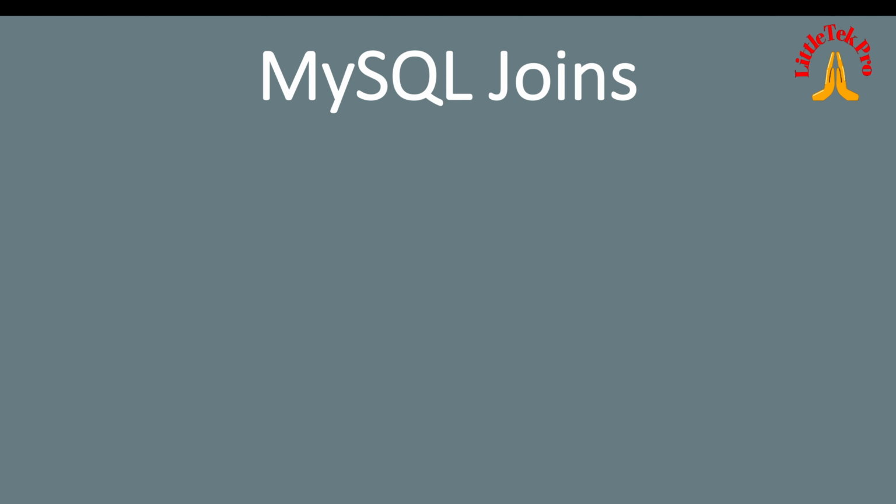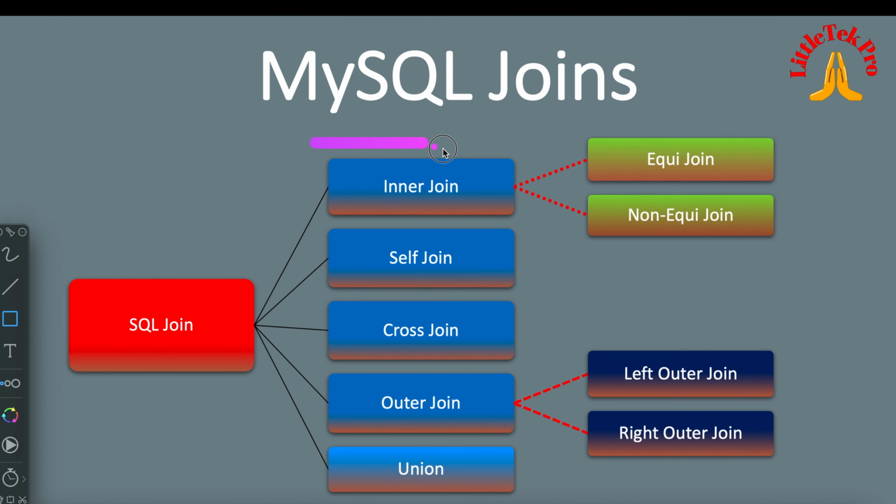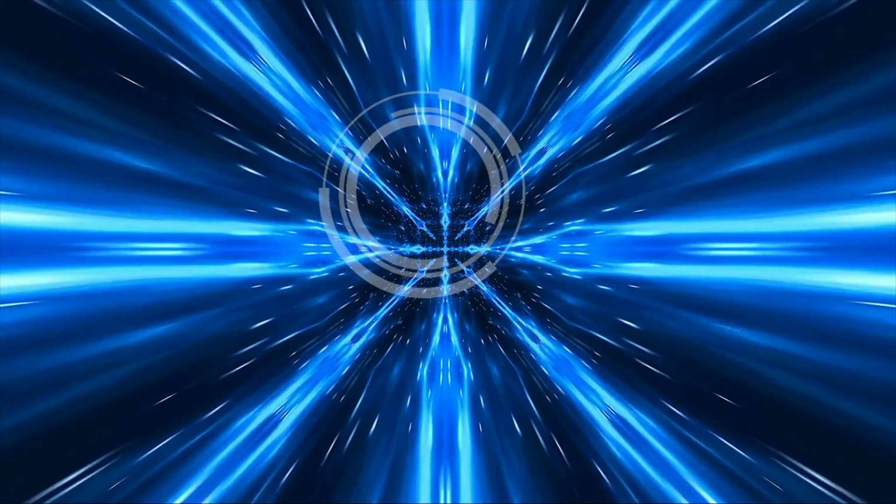Hi everyone, today we're going to discuss MySQL joins for retrieving data from multiple tables. These are the SQL joins we're going to discuss today: InnerJoin, self-join, cross-join, OuterJoin, and union. InnerJoin has two types, called EquiJoin and Non-Equi join, and OuterJoin is left and right outer join. So let's start with InnerJoin.